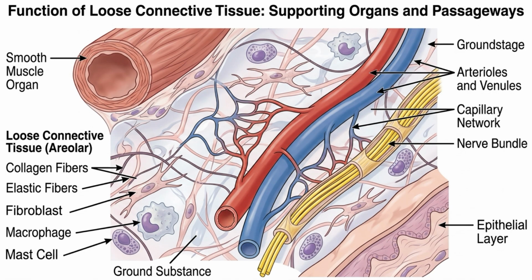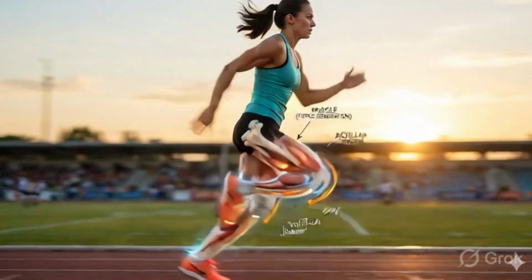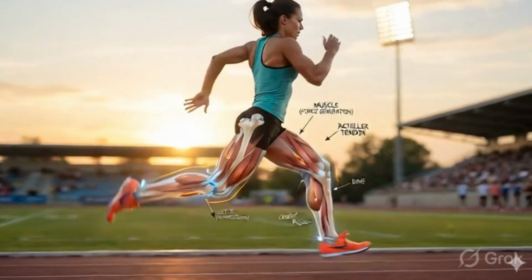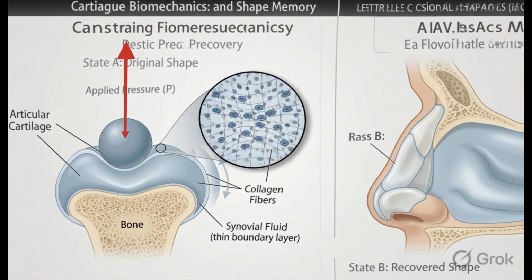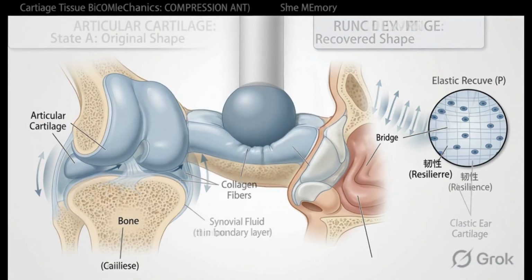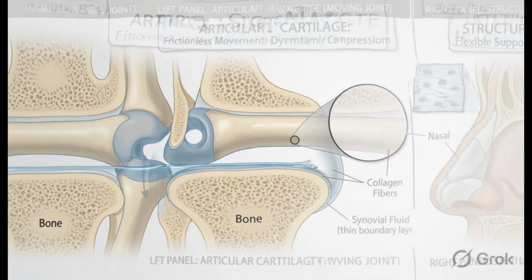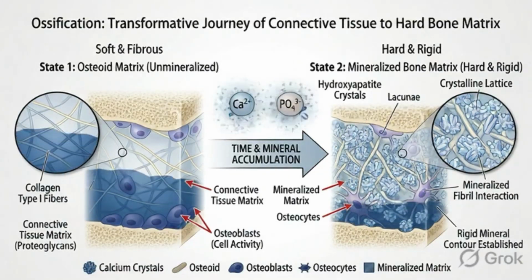Loose connective tissue, found beneath most epithelial surfaces, is soft and flexible. It acts as a packing material, filling spaces between organs and providing a medium through which blood vessels and nerves travel. Dense connective tissue, found in tendons and ligaments, is tough and fibrous, built to withstand the significant mechanical forces generated by movement. Cartilage is firm but slightly flexible, providing smooth joint surfaces and structural support in locations such as the nose and the ears.